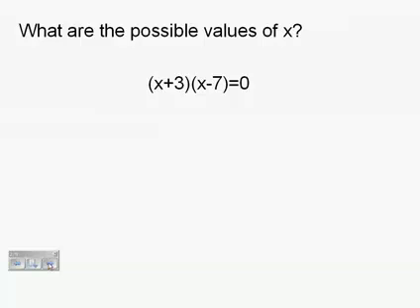So what are possible values of x? Our end goal here is to get the whole left side equal to 0. Anything times 0, such as 5 times 0, equals 0, or 0 times 2, for instance, equals 0. So anything times 0 equals 0. Back to the problem at hand, x plus 3 times x minus 7. If you can get one of these parentheses equal to 0, then you're going to have 0 times some number, which will, in the end, equal 0.